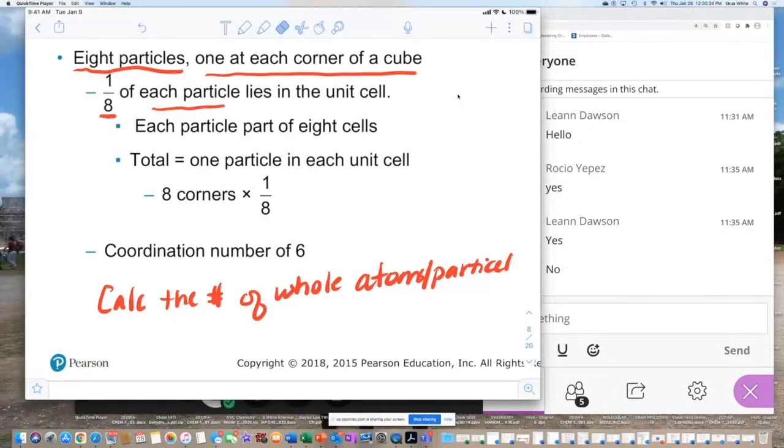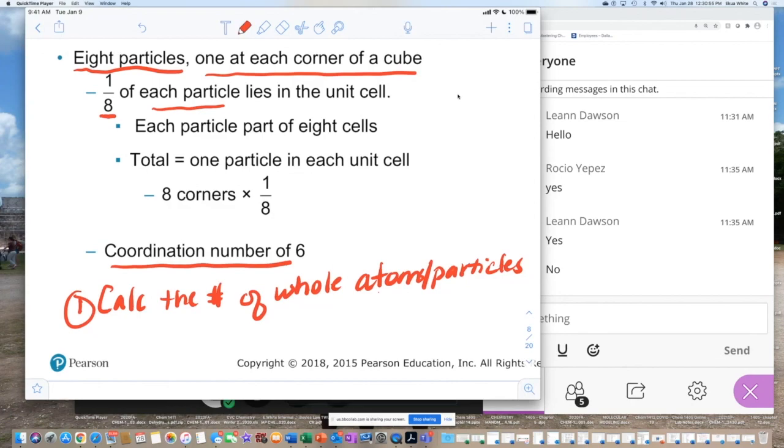Okay? So we're going to be looking at 3 things mainly in this section here. Number of whole atoms or particles, and then they can ask you to find coordination number. And at some point, we'll be doing empirical formulas. Remember that from before? Yeah, we're doing that here.